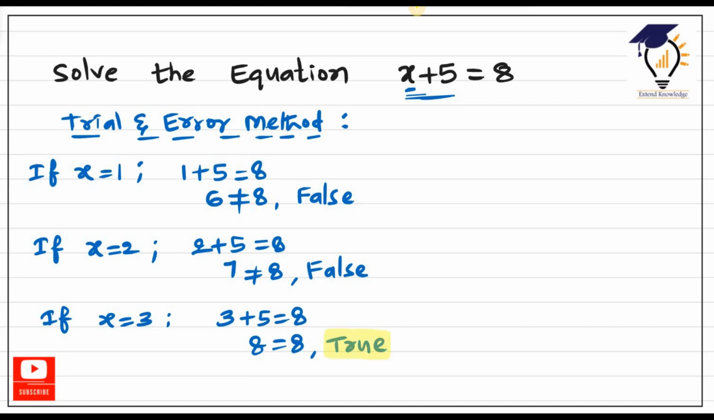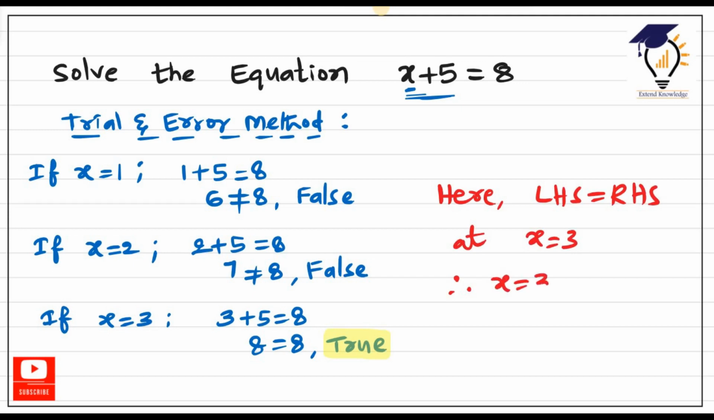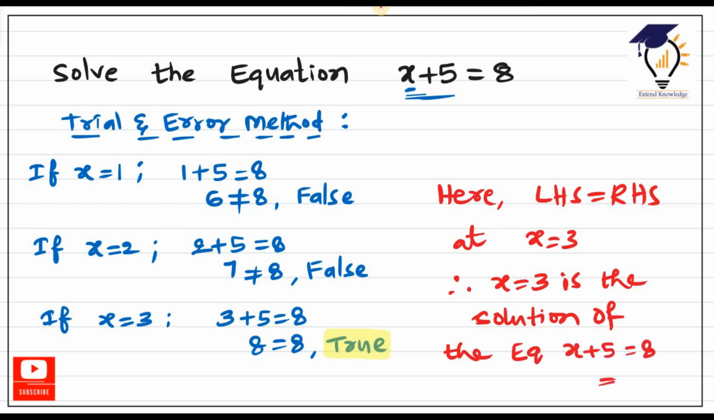Where we get a true condition, we stop the process, and that is the solution of the equation. Here we are satisfying left hand side equal to right hand side at x is equal to 3. Therefore x is equal to 3 is the solution of the given equation, x plus 5 is equal to 8. This is how we work with the trial and error method.